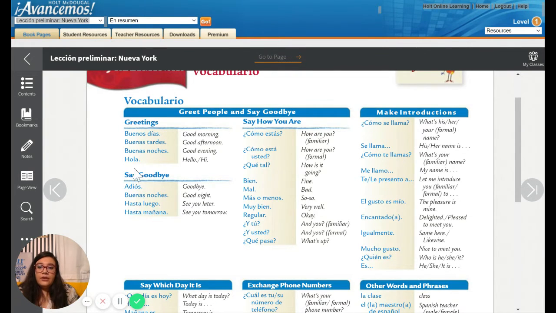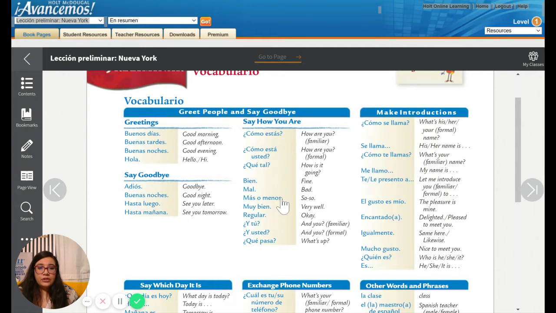If you notice, we have our greetings over here at the top. They're separated by categories. So you have the greetings, you have ways you can say goodbye, and if you remember, we have buenas noches. That could be a good evening or a good night, and it can be used as a greeting, like good evening, how are you, and as a goodbye if you're actually saying goodbye to somebody as well. So you have all of those here.